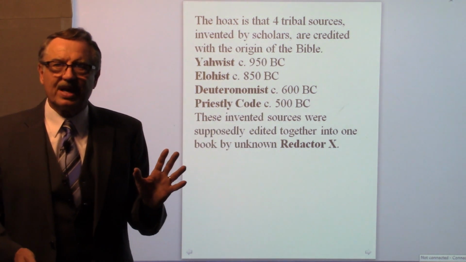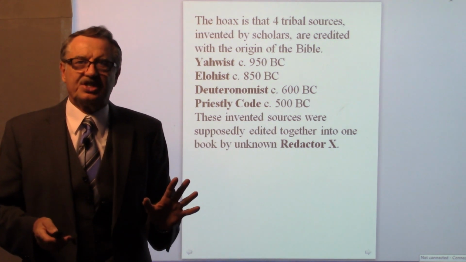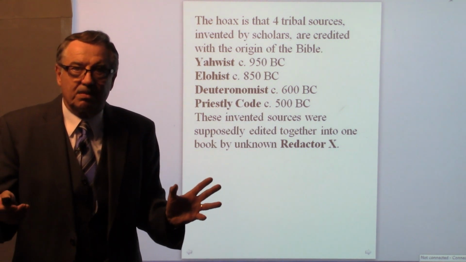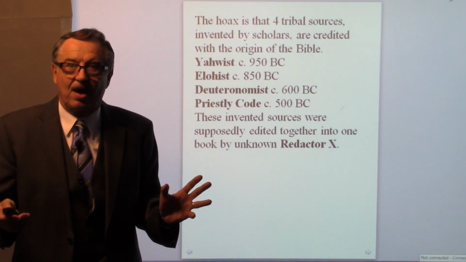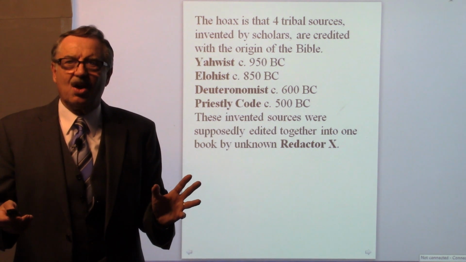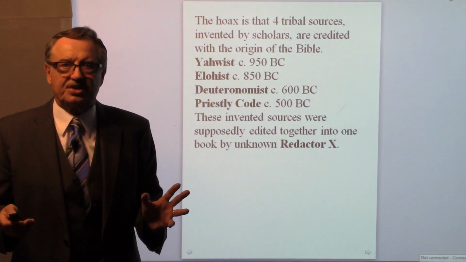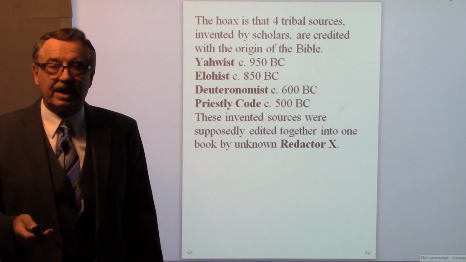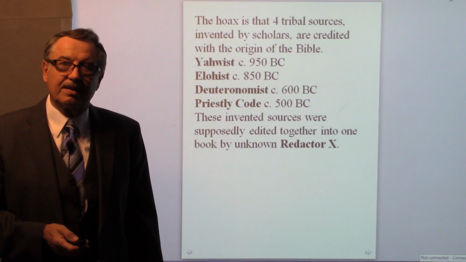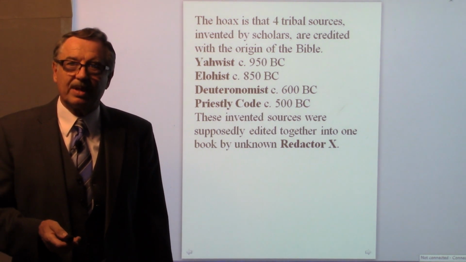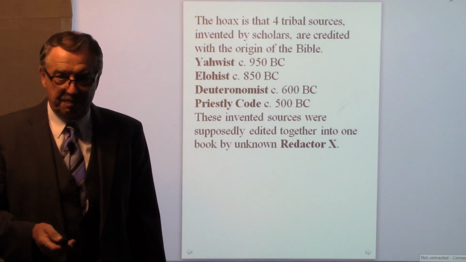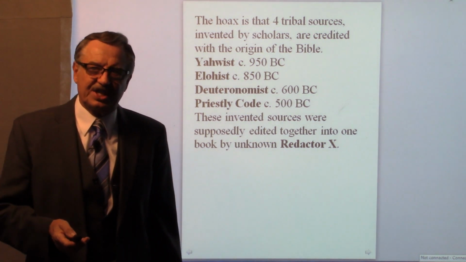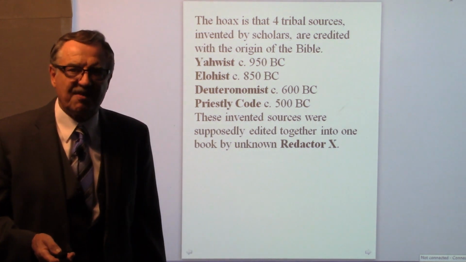The hoax is that 4 tribal sources were invented by scholars, by the way. The scholars just said this is how it is, but they can't prove it. They say 4 tribal sources known as Yahwists supposedly were first writing about what we call the Bible in 950 BC, and then the Elohists in 850 BC, and the Deuteronomists in 600 BC, and the priestly code in 500 BC.